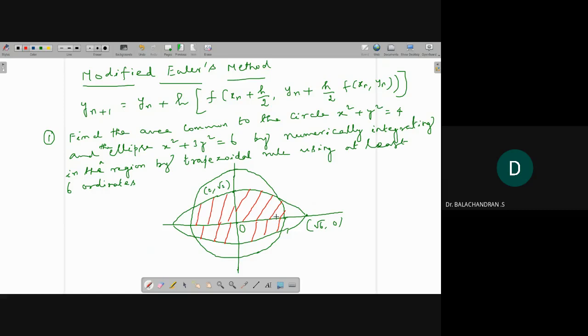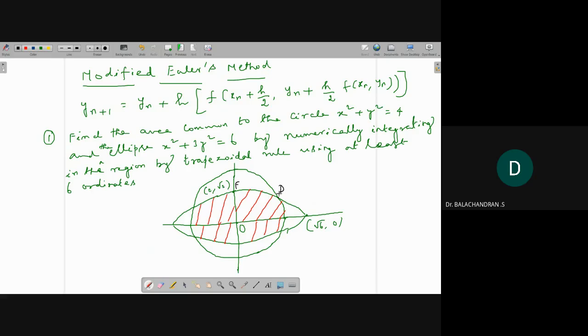Now I am going to find the area of one region and multiply by 4, because due to symmetry I am going to find only the area of one region. Okay, first, this point is F, and the intersection of the circle and the ellipse, I call this D.